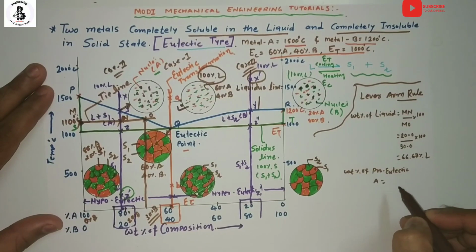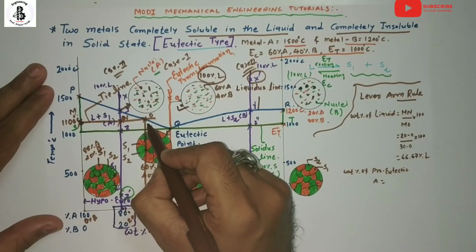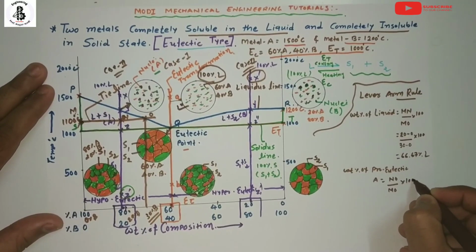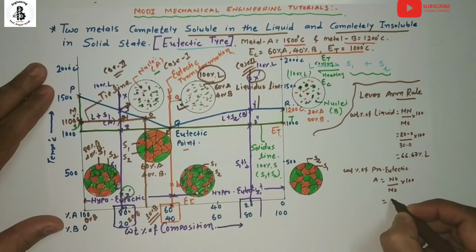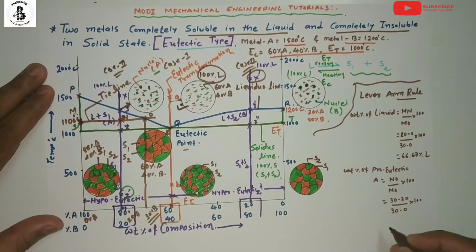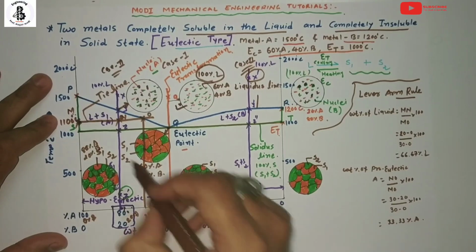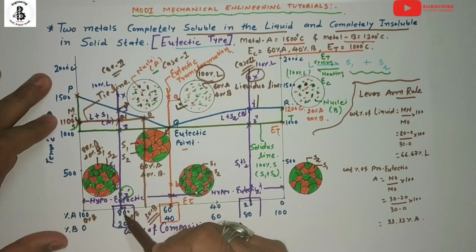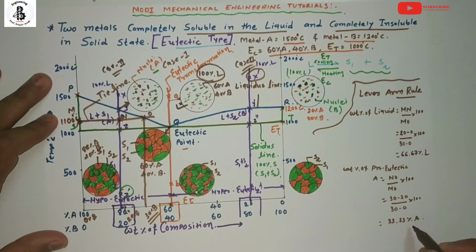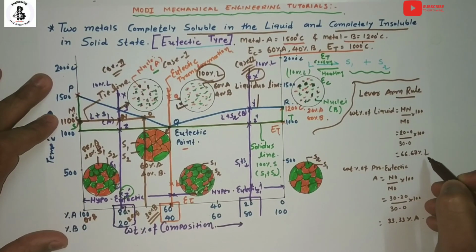Now I would like to calculate the weight percentage of pro-eutectic A. That will be the reverse side, touching the liquidus line, intersecting the liquidus line at O. So NO divided by MO into 100, that is 30 minus 20 divided by 30 minus 0, into 100, which is 33.33% of A. So at point N, with the composition 80% A and 20% B at a temperature around 1100, only 33.33% of A converts into solid phase, and the rest, 66.67%, is in the form of liquid.